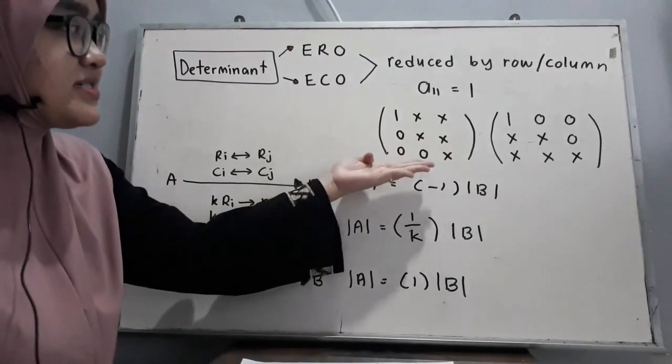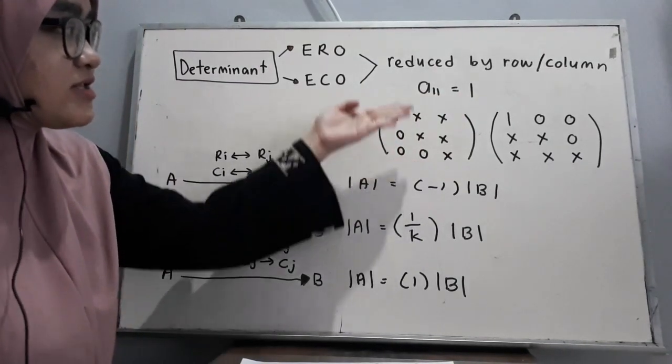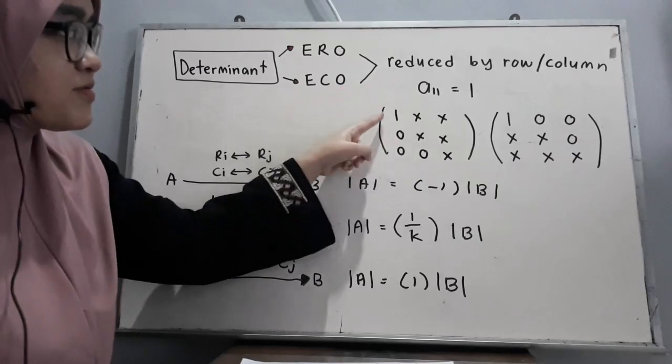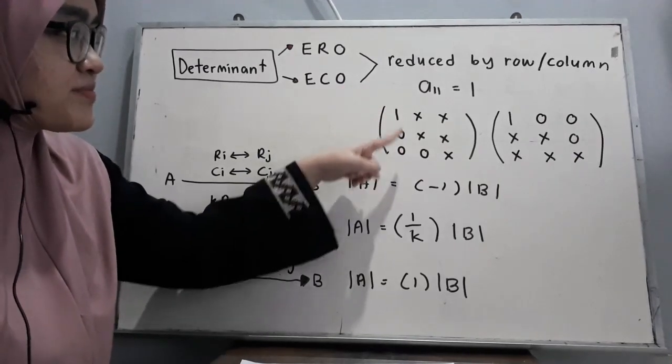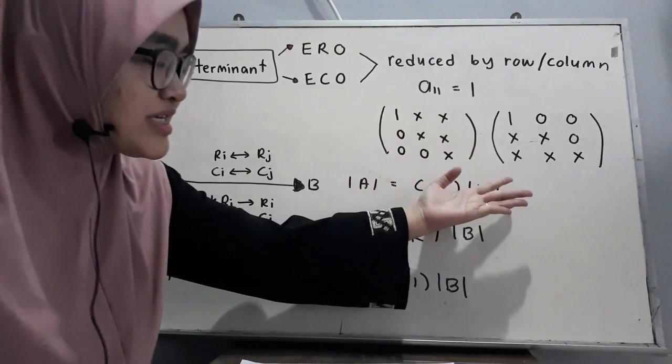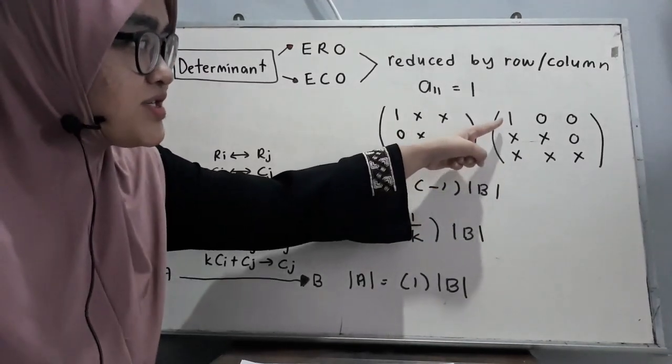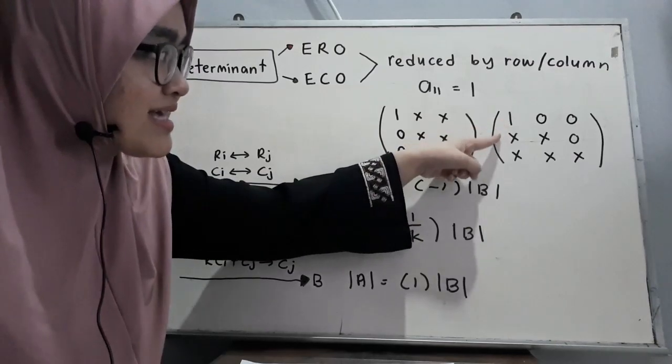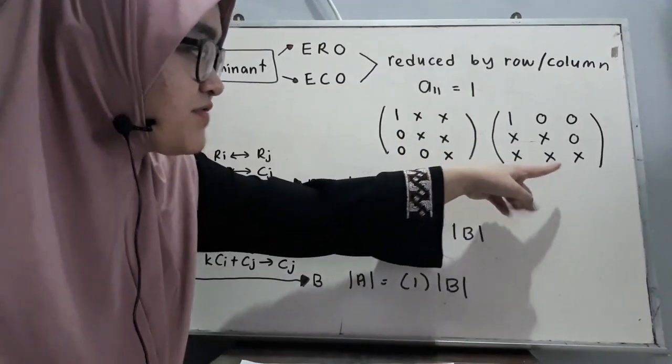Okay, for example, the first matrix, look at the first column, 1, 0, 0. So X can be any values. Second matrix, okay, the first entry is 1. Okay, X can be any values.